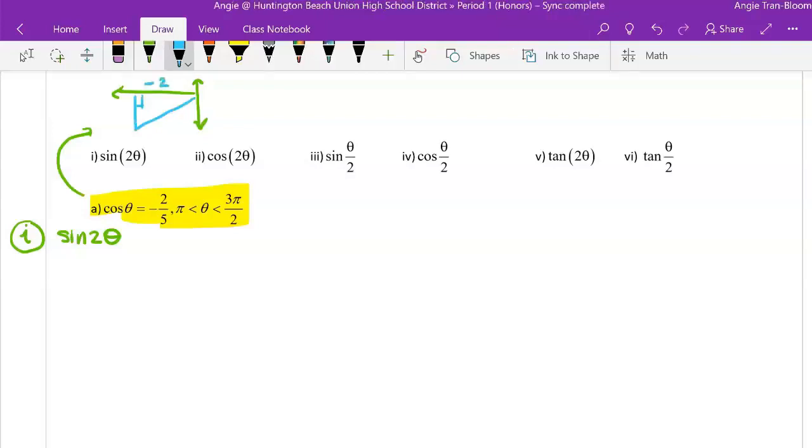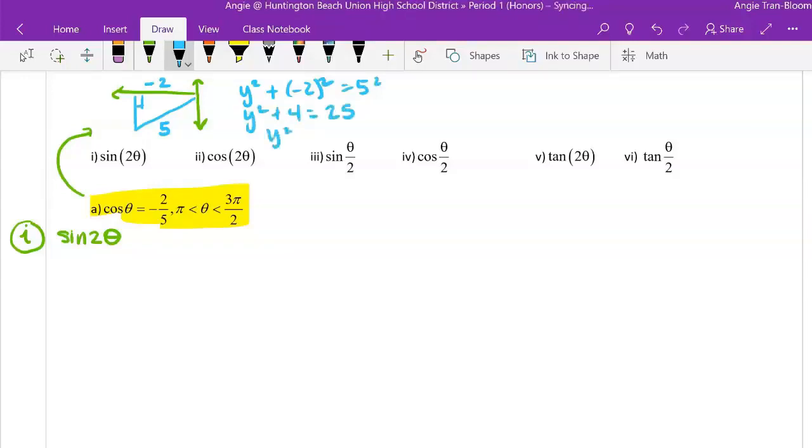Cosine is adjacent over hypotenuse. Then I would need to find that y value. Let's use the Pythagorean Theorem. So y squared is what I'm looking for, plus negative 2 squared equals 5 squared. So y squared plus 4 equals 25. Move the 4 over, so y squared equals 21. So you know y is going to be the square root of 21. Okay, now because y is in quadrant number 3, it will also be negative. So now I have negative square root of 21.